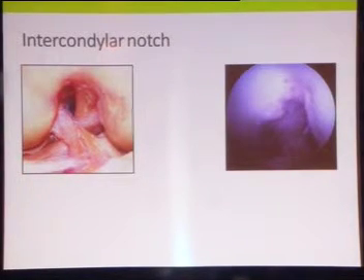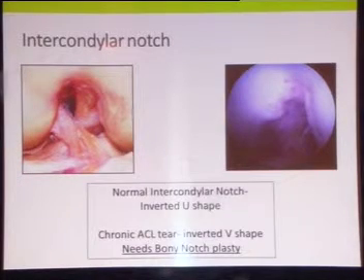When you put your scope, the first thing after clearing the inferior plica, what you see is the intercondylar notch. Normally, after you clear the inferior plica, that is a synovial fold which is attached from the ligamentum patellae, the retropatellar fat pad, to the superior part of the notch. The minute you clear the plica, you see a normal inverted U-shape notch. This normal inverted U-shape notch is harboring the two cruciates.